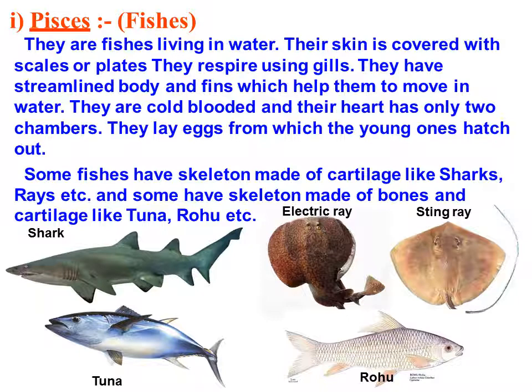But in case of other animals like whale, they also live in water, but they are not included in this group. They are mammals. We will talk later. So they have a streamlined body and fins which help them to move in water. They are cold-blooded and their heart has only 2 chambers.